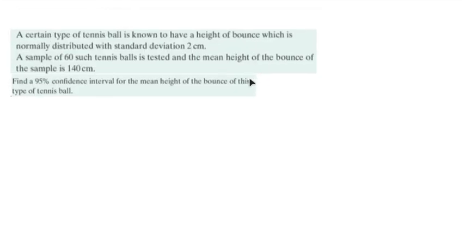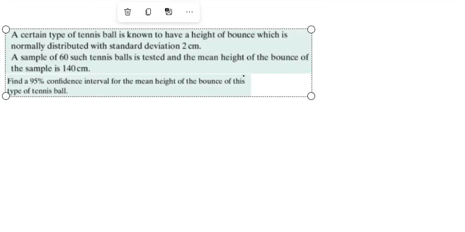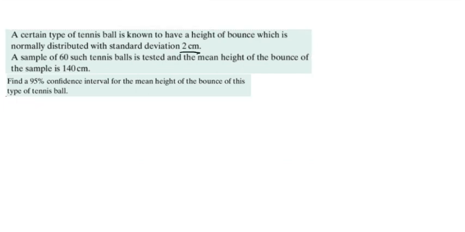Right, so here's another example. A certain type of tennis ball is known to have a height of bounce which is normally distributed with a standard deviation of 2. A sample of 60 such tennis balls is tested and the mean of the bounce is 140. We want to get a confidence interval for the mean of all tennis balls, not just the 60. We've taken 60 out and tested them, and the mean height of those bounces was 140. So we want the confidence interval for all of the tennis balls.